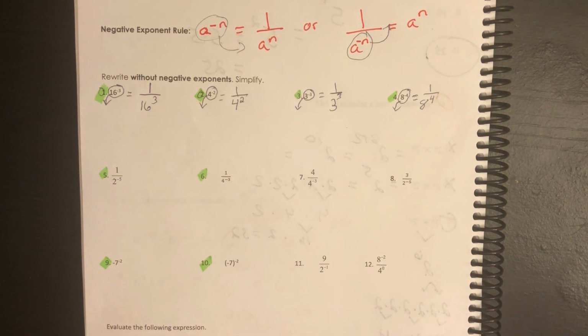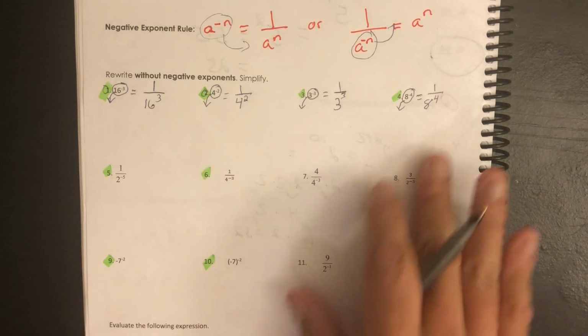And remember, this is just one of those unspoken rules. We just don't like having negative exponents, okay? So that's why it's important that anytime you end up with a negative exponent, you need to convert it into a positive exponent, and this is how you do that.